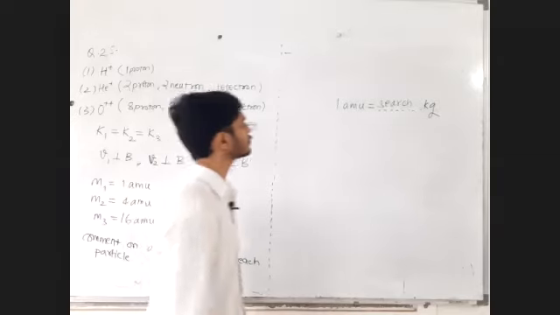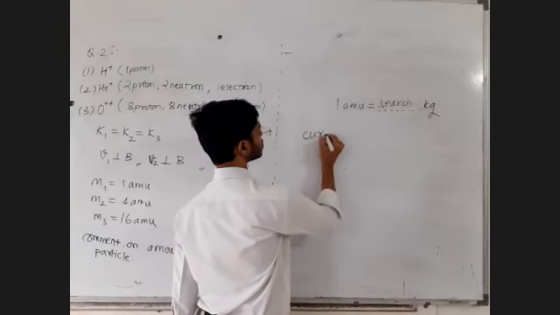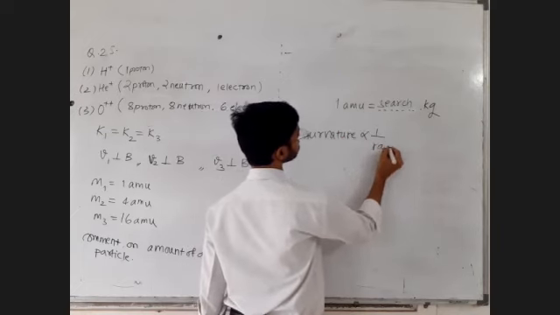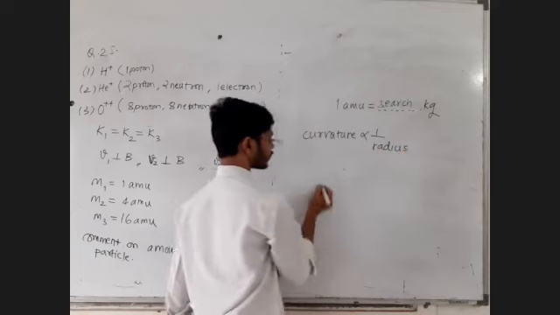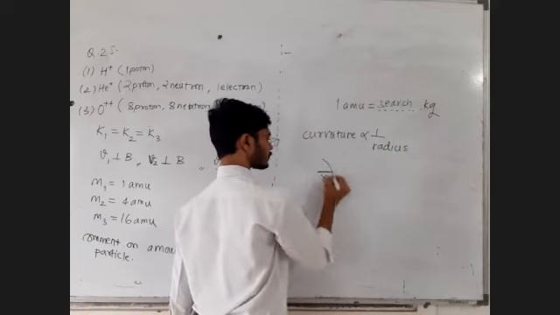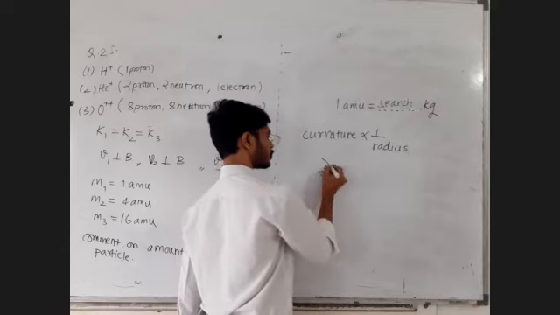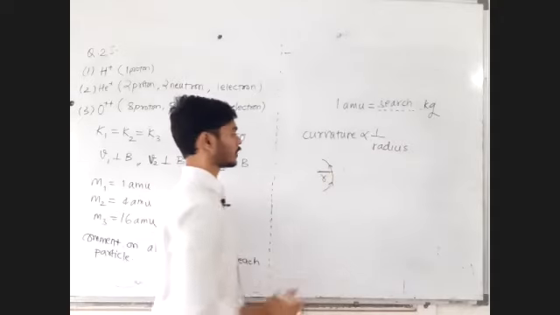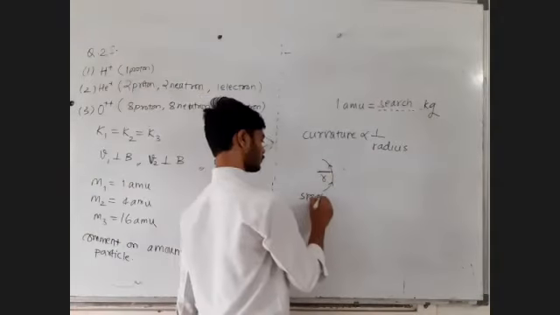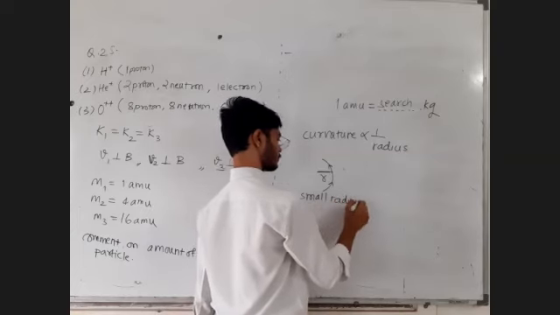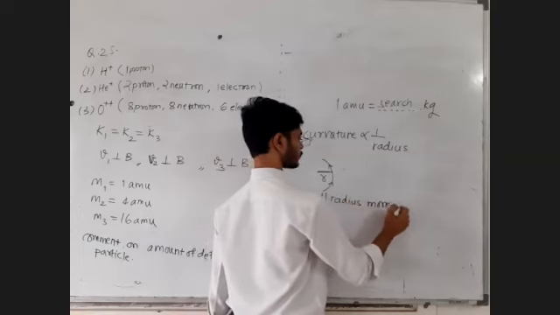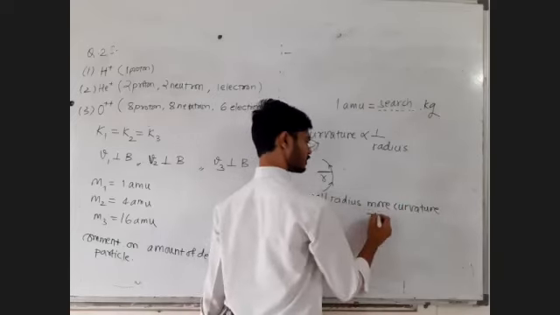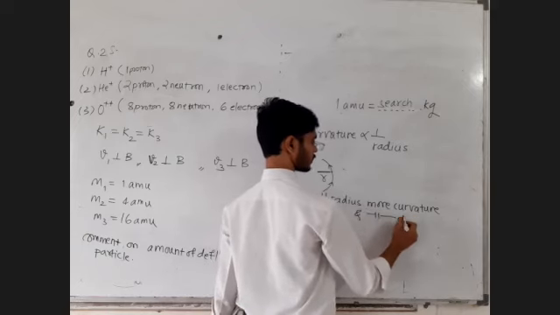Okay. Now write down curvature. Curvature is inversely proportional to radius. Now this is a small radius. This is a very sharp turn, because the radius is small. So curvature is more. Small radius means more curvature. More curvature means more deflection.